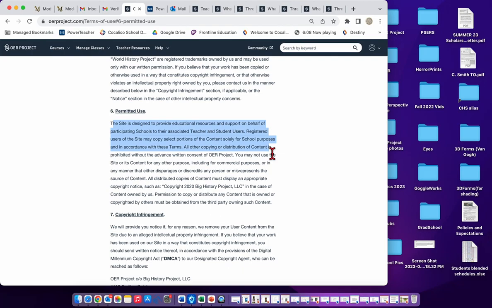It was really easy to register, man. It took a couple of minutes, just username, password, confirmation email, really not much at all. And now that I'm registered, I may copy select portions of the content solely for school purposes in accordance with the terms. So that's what we're doing.